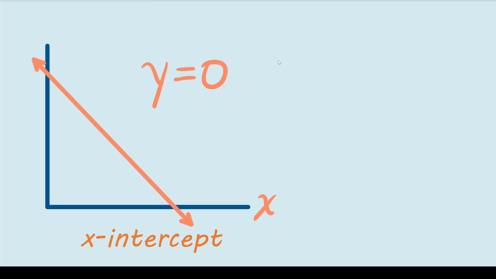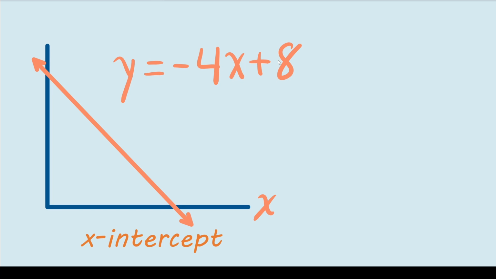This is best visualized with examples, so let's go through a few together. Let's say you have this equation where y is equal to negative 4x plus 8. We can set y equal to 0 and solve for x. So if we set y equal to 0, that term goes away and we're left with a 0. Now we can solve for x.